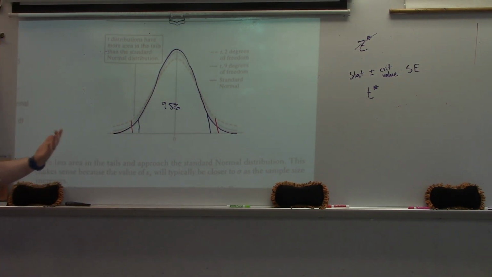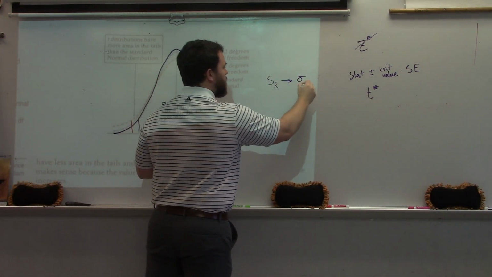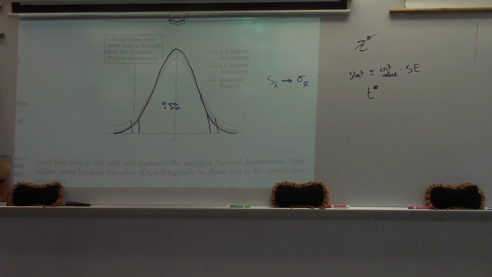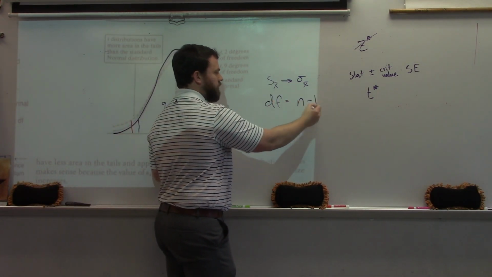And so degrees of freedom. Remember how we had S sub x estimating sigma sub x? So how many things are we estimating from the population when we do that? We're trying to estimate the population mean, but we also are having to use S sub x to estimate sigma at the same time. So we have one extra estimator. So the degrees of freedom is n minus 1.